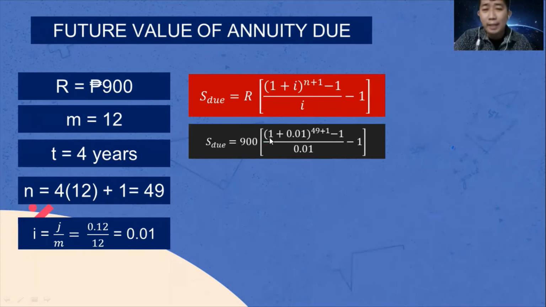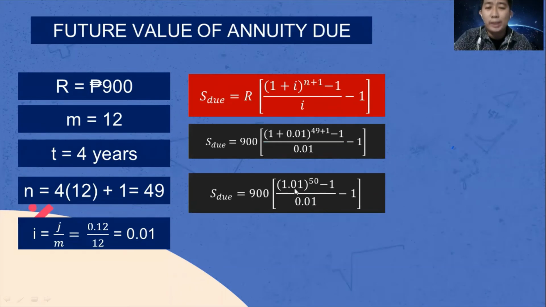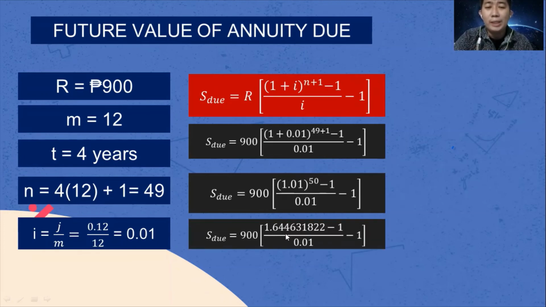The first step again, we are going to add 1 plus 0.01. That is 1.01. After that, we are going to simplify 1.01 raised to 50. And the answer is 1.644631822.